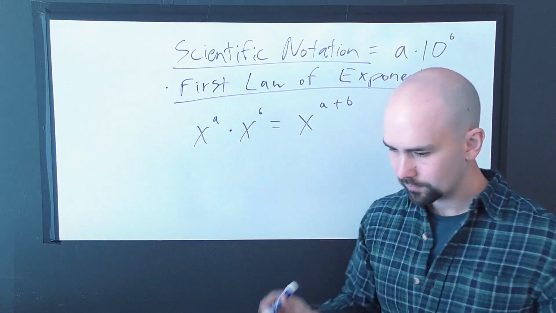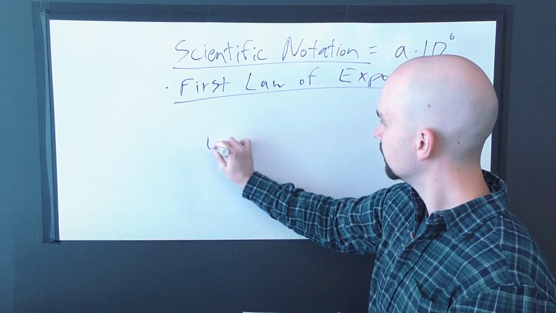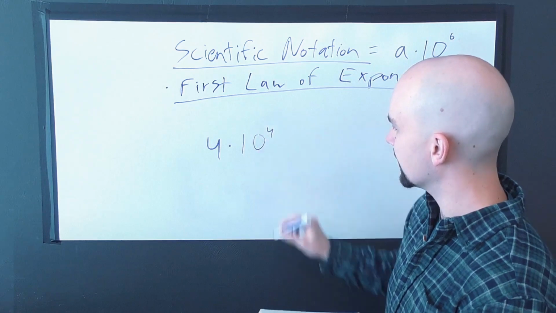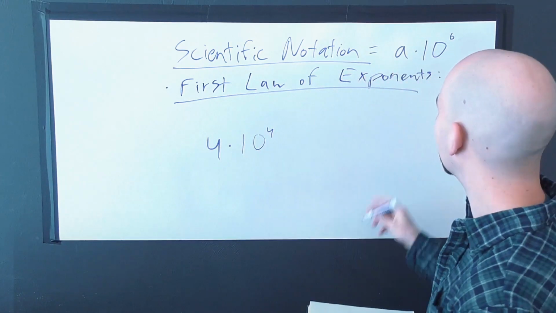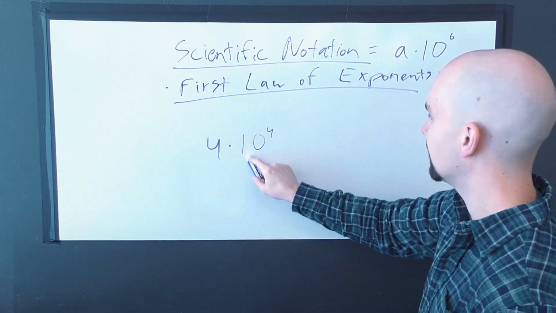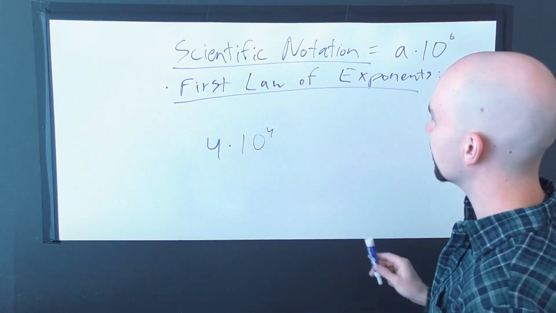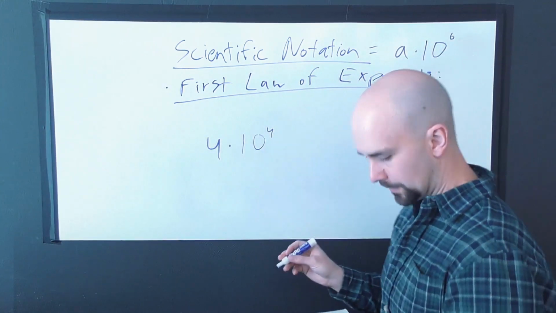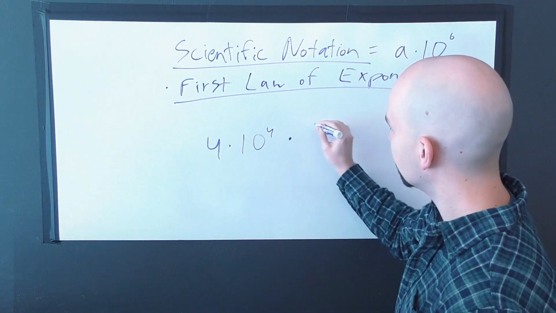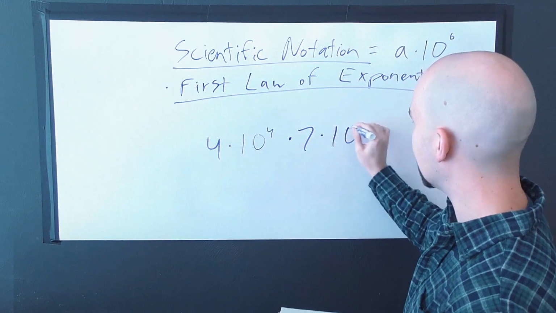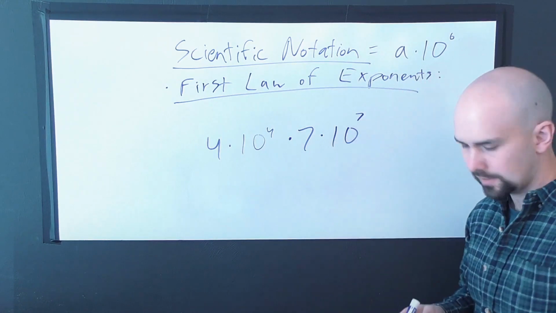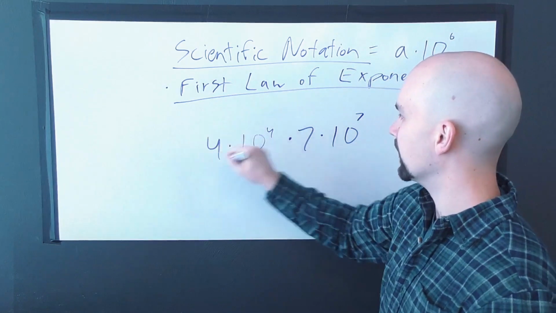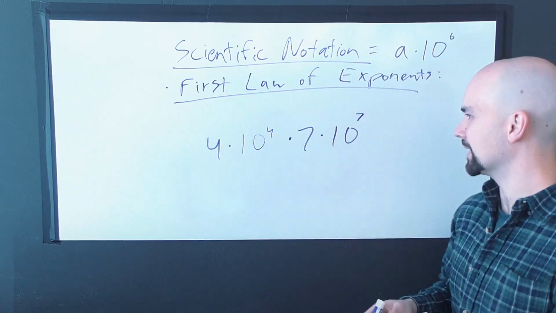So let's do another example. We have 4 times 10 to the power of 4. Is this in scientific notation? Yes. We have an a, which is 4, times a base of 10 with a power or exponent of 4. And these follow the rules for a and for b. So I got that one times 7 times 10 to the 7th. So I'm going to multiply these together. And if I wanted to, I could put parentheses around 4 times 10 to the 4th and 7 times 10 to the 7th, but it doesn't really matter.